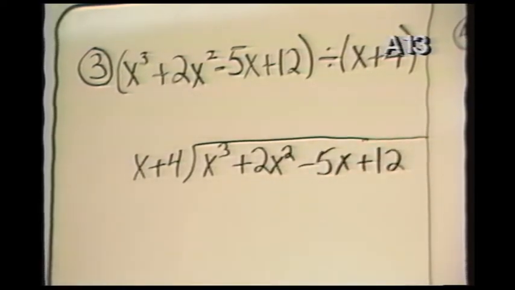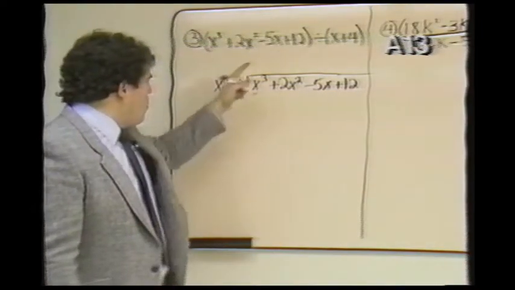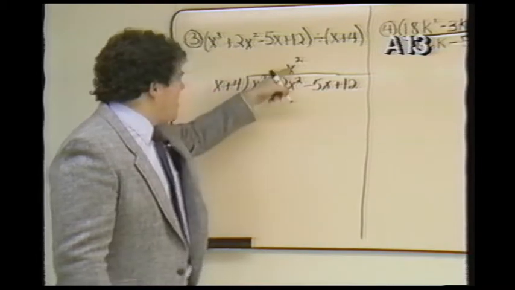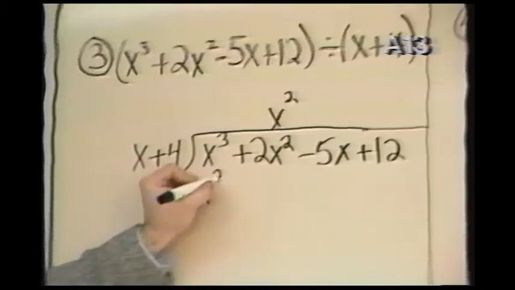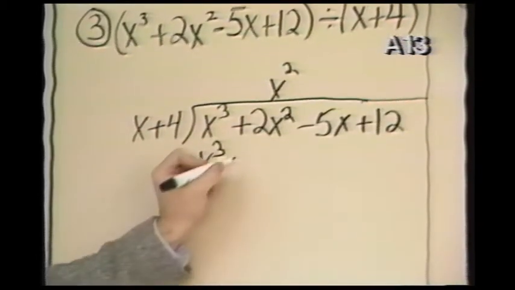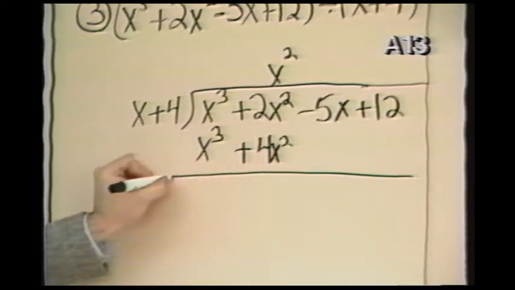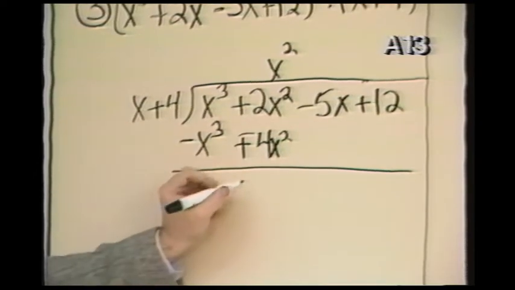Now, we match the first term by multiplying. What times x is x cubed? The answer is x squared. X squared times x, x cubed. X squared times 4 is 4x squared. I draw the line, change the sign, and add.